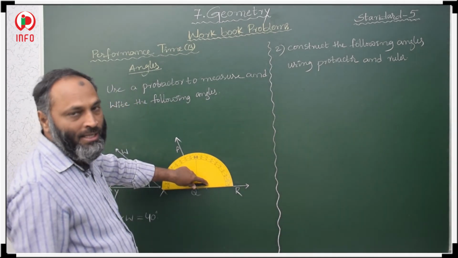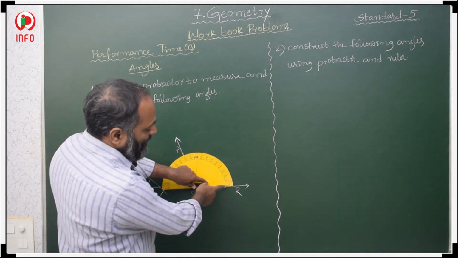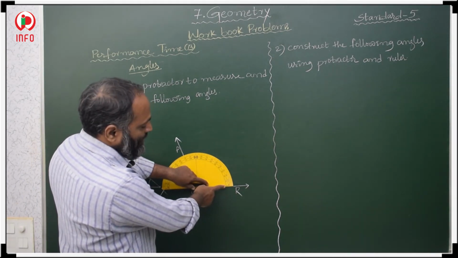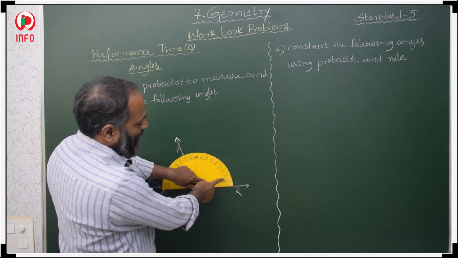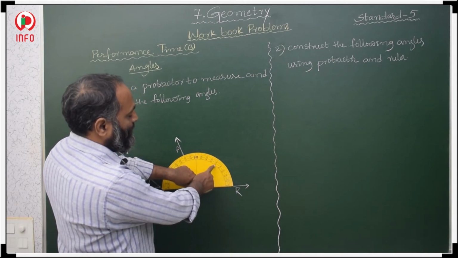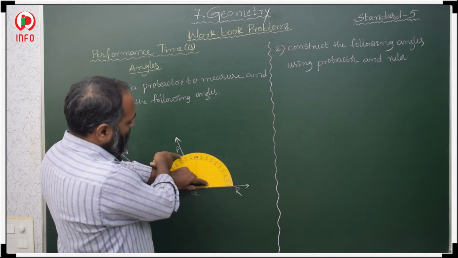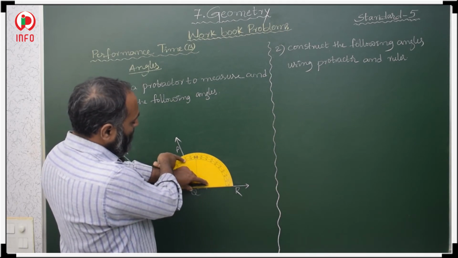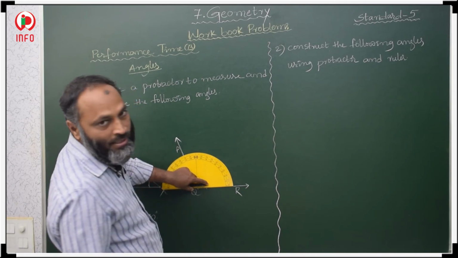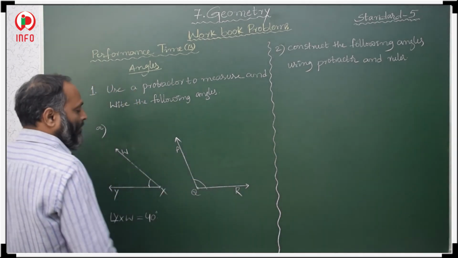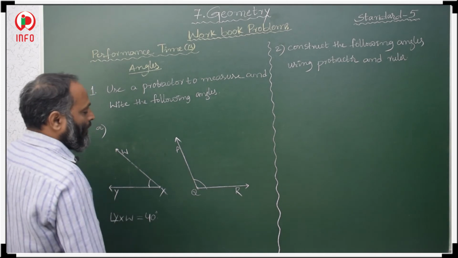We have to count inner values, that is anti-clockwise. Count carefully: 0, 10, 20, 30, 40, 50, 60, 70, 80, 90, 100, 110. At 110 this line coincides. So what is the angle? 110.